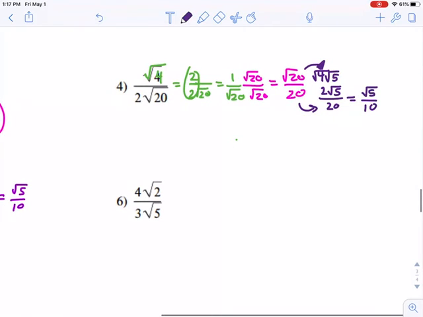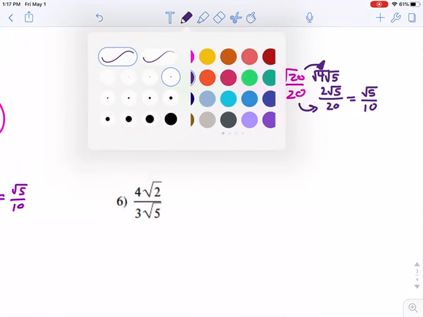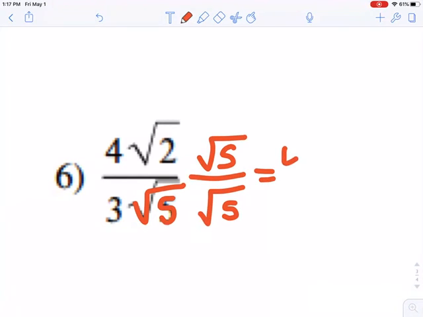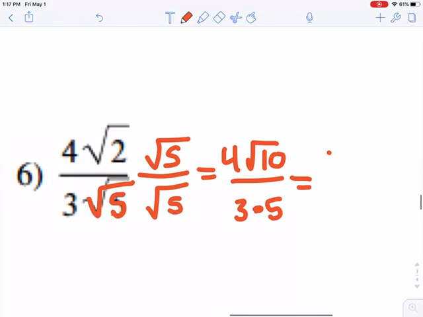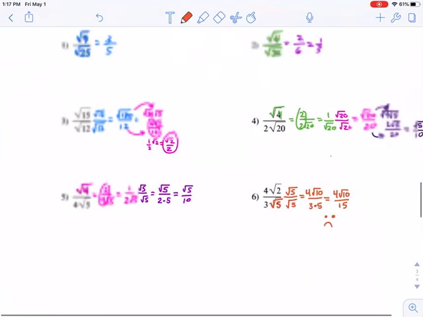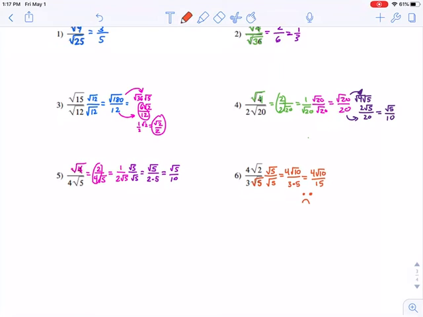All right, and then last problem with the notes. Bittersweet moment. I wish there was more problems to do, but there's not. I'm going to get 4 radical 10 over 3 times 5. Radical 10 can't be simplified, and neither can 4 over 15. All right, usually I put smiley faces. I'm going to put a frowny face because we're done. I'm sad. Wish there was more problems to do, but there's not.